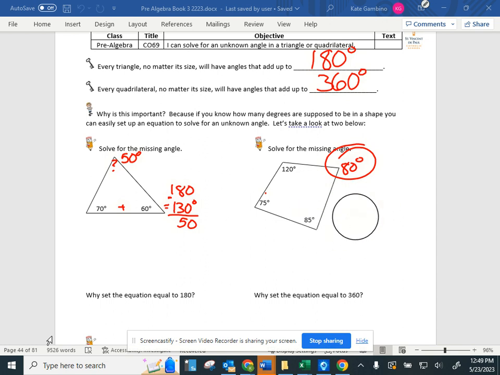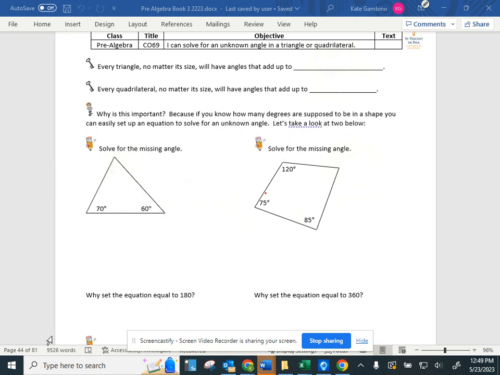So let's look at what else we have going on? Calculators are not being used.